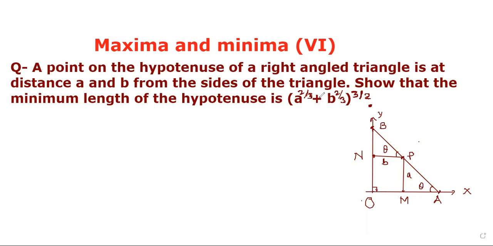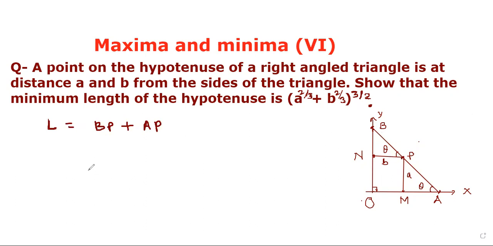Then we have to show that the minimum length of the hypotenuse is (A^(2/3) + B^(2/3))^(3/2). So we can write that length of hypotenuse L will be equal to BP plus AP. So BP will be from here, this is base, this is hypotenuse. So we have to find out hypotenuse.